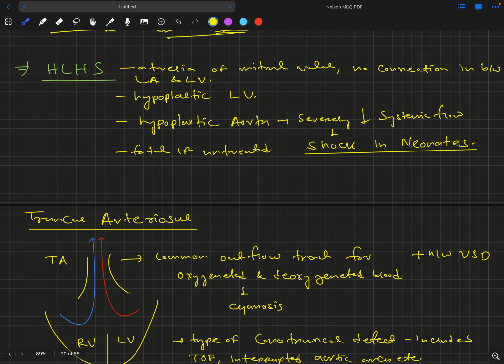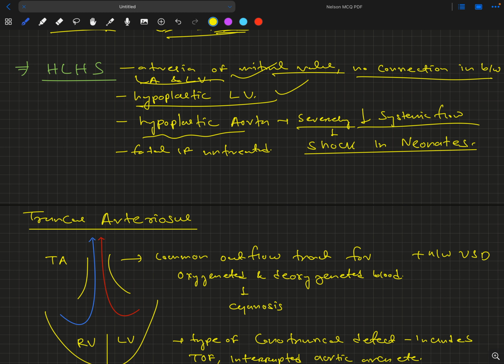HLHS is hypoplastic left heart syndrome, atresia of the mitral valve, no connection between the left atrium and left ventricle. In case of HLHS, there will be atresia of the mitral valve that will lead to no connection between LA and LV, hypoplastic LV, and hypoplastic aorta. There will be decreased systemic flow that will lead to shock in neonates. So in case of HLHS, it will present as shock in neonates.